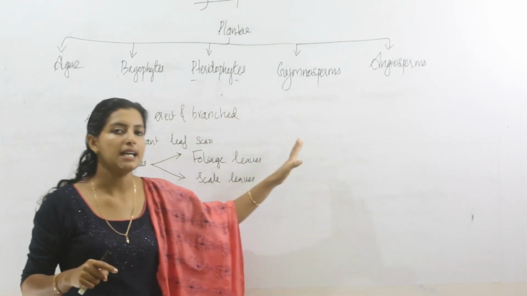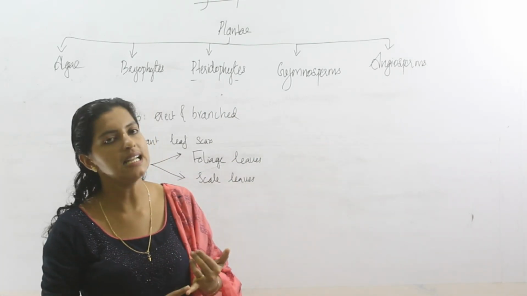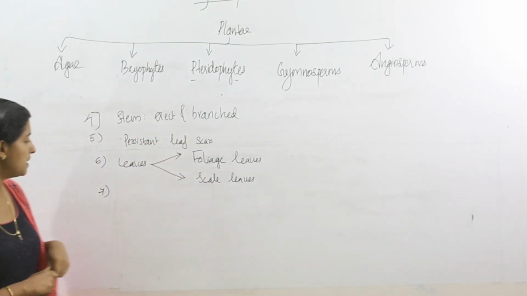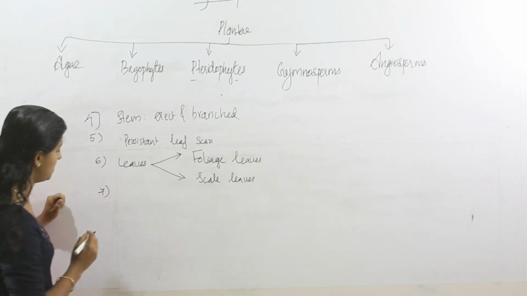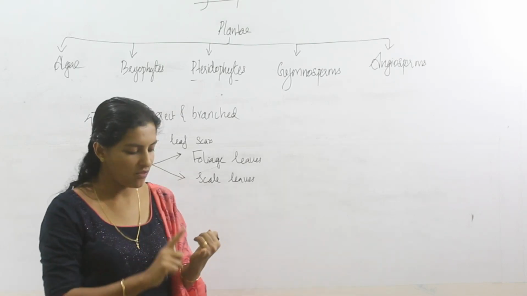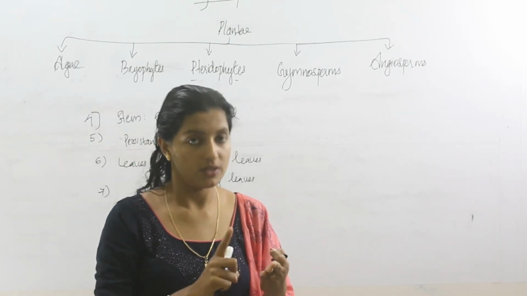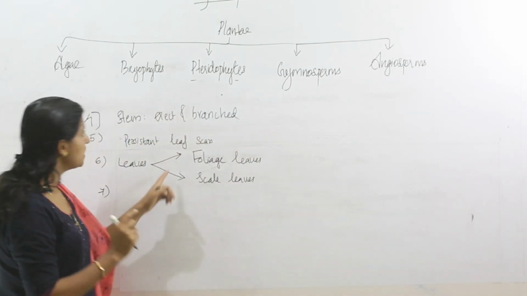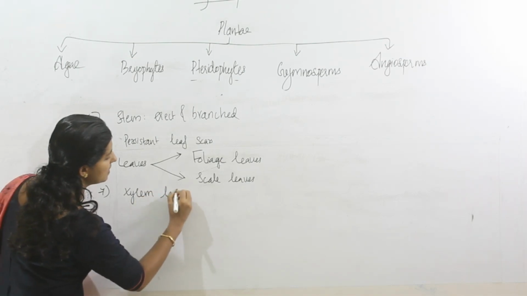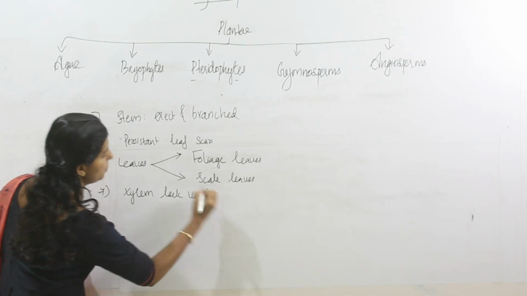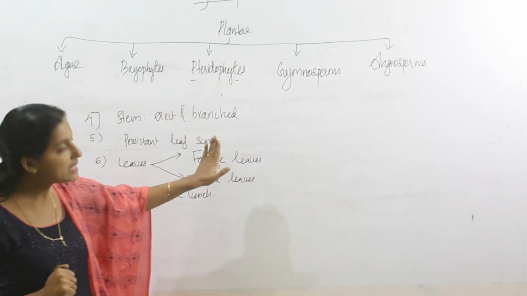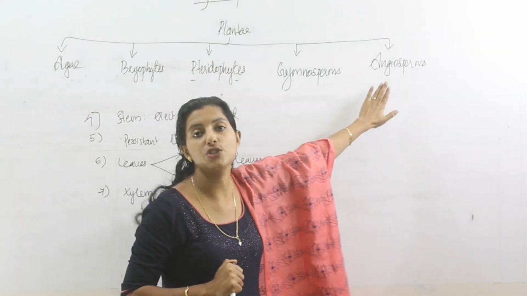Then we know in xylem there are four different elements: xylem vessels, xylem tracheids, fibers and parenchyma. In gymnosperms, xylem vessels are absent. So in gymnosperms, xylem lacks vessels. The presence of vessels is an angiospermous character.